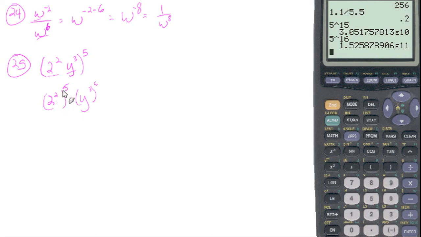So we're raising a power to a power. That's when we multiply them. And again, we multiply these two powers because we're raising a power to a power. So now this is to the 15th. 2 to the 10th is 1024. Y to the 15th. All right.